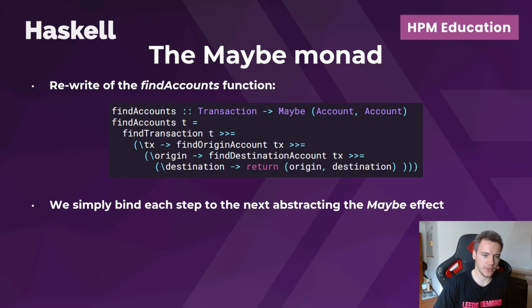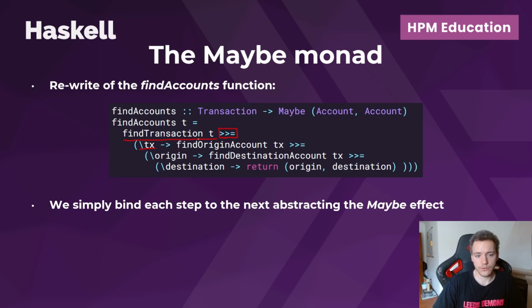So find accounts T means find transaction T first. The result of this find transaction T is, as we know, a Maybe Transaction. So it's our M A type for the bind operator, the first argument. And then we bind that to the second argument, which is the function. In this case, a lambda function defined as taking in one argument, tx. We can call it whatever we want, but in this case, it makes sense to call it tx. And that function will then go on to find the origin account of that tx.